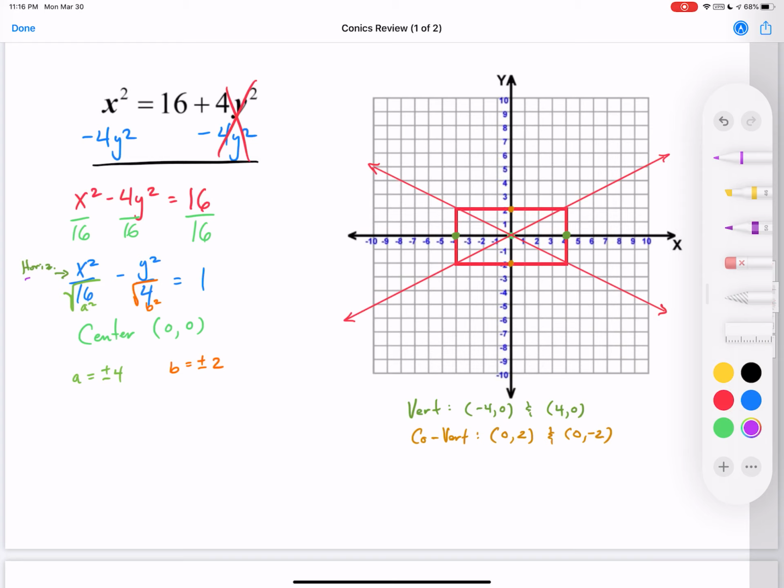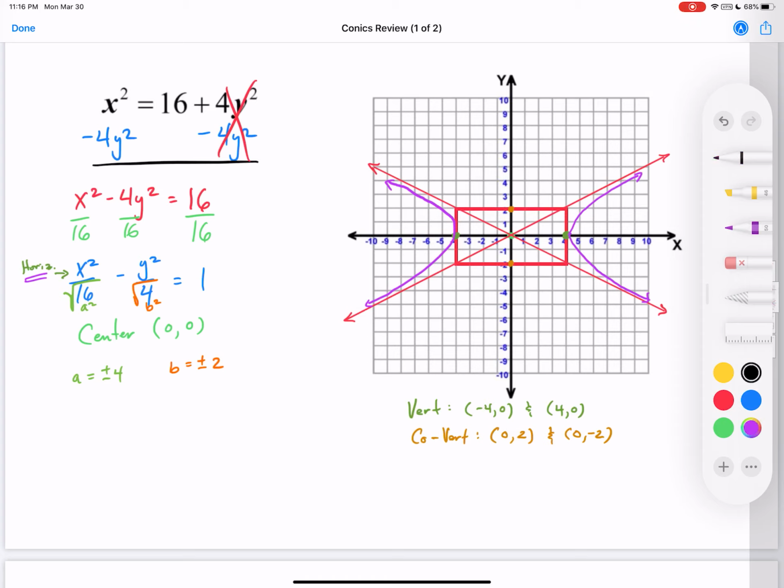Remember, we stated that it was a horizontal hyperbola because the x value came first. So I'm going to go ahead and draw that by starting at my vertices, and I'm just going to draw a parabola going towards the left and another parabola going towards the right. And when I have two parabolas going in opposite directions, that's going to be my hyperbola.